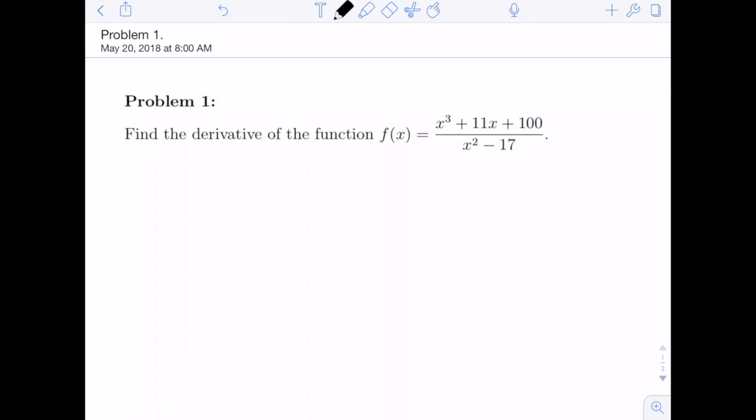Okay, hello everyone. This is the test number 2 practice sheet solutions.